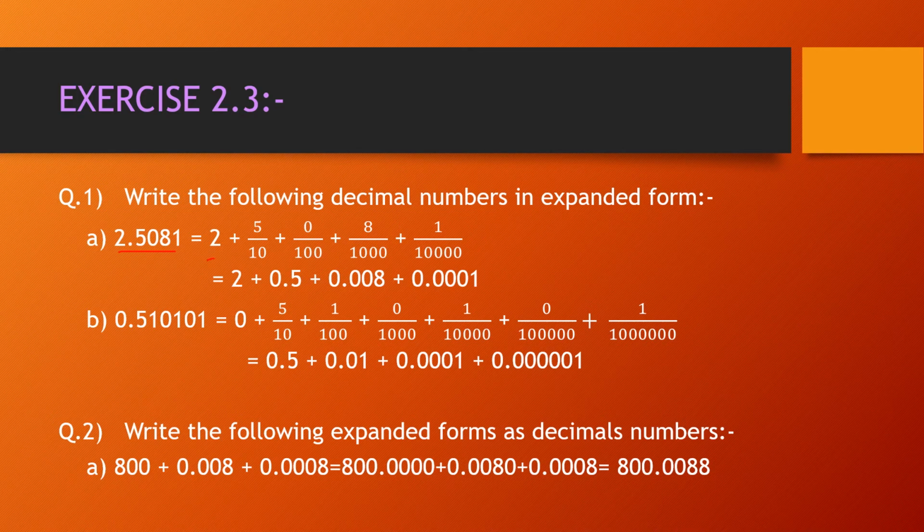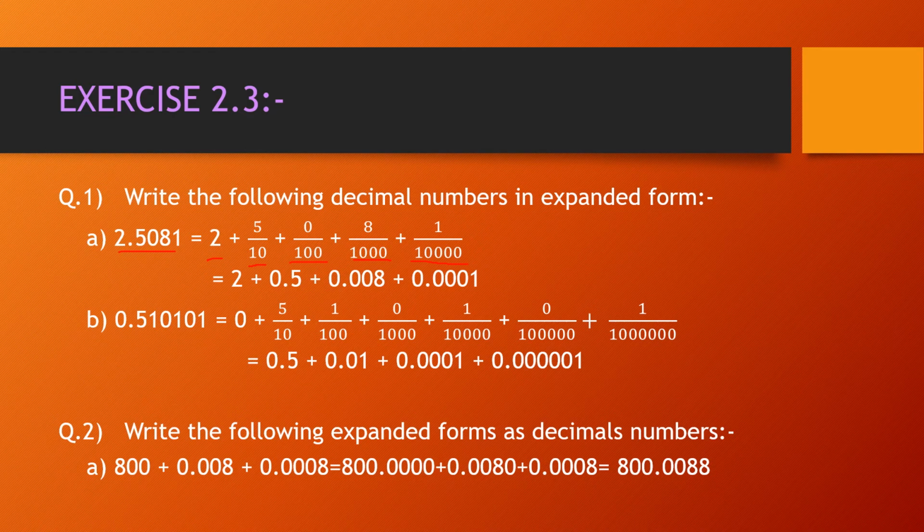So the first number we will multiply by 1, that is 2 into 1, that is 2. Then the first digit after the decimal point, that is 5, we'll divide by 10, right? The first place gets divided by 10, the second place gets divided by 100, that is 0 upon 100, the third place gets divided by 1000, that is 8 upon 1000, and the fourth place gets divided by 10,000.